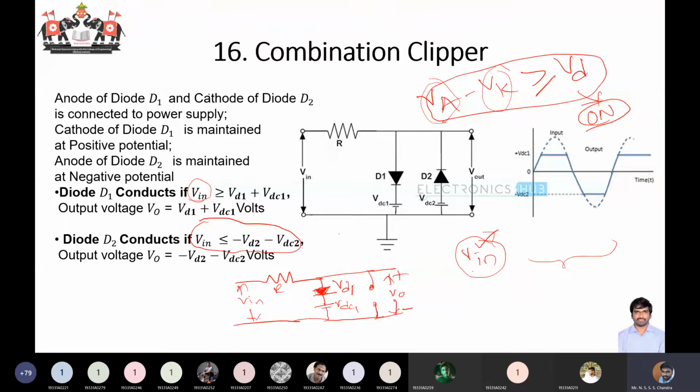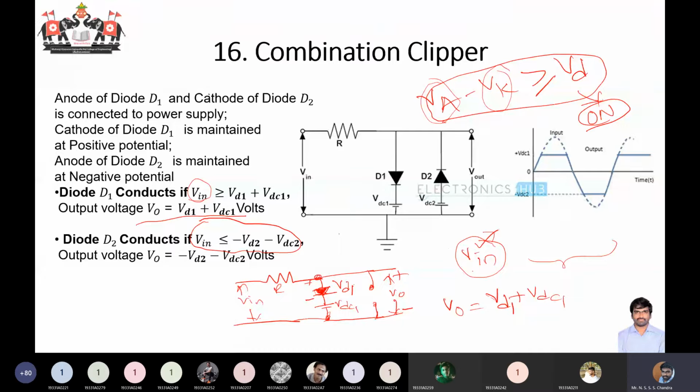Now what will be your output voltage? The output voltage is in parallel across this branch. You know that in a parallel circuit the voltage will be equal. So I can write that V0 is equal to, anode is plus, cathode is minus, VD1 plus VDC1. So that's why you are getting V0 is equal to VD1 plus VDC1.